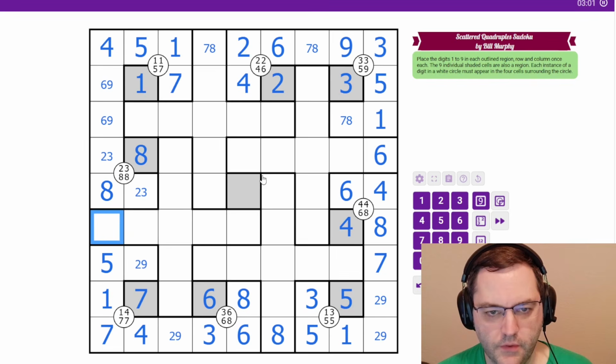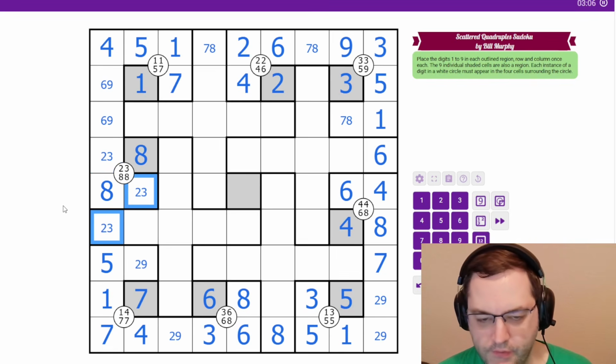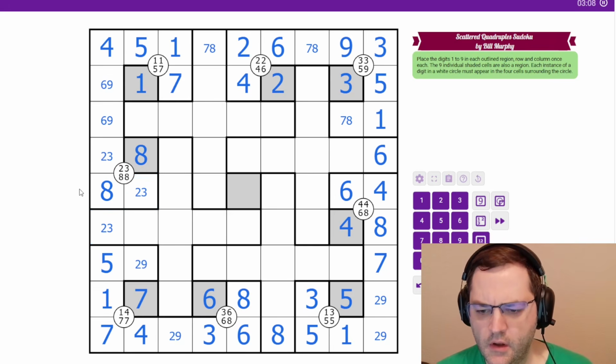Alright, and then this one must be our other 2, 3 from this pair. These are the same, basically. Alright, am I missing anything that should be resolved? I don't see it. Which doesn't mean it's not there.